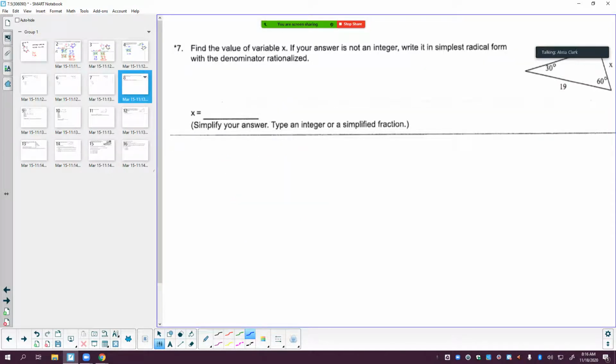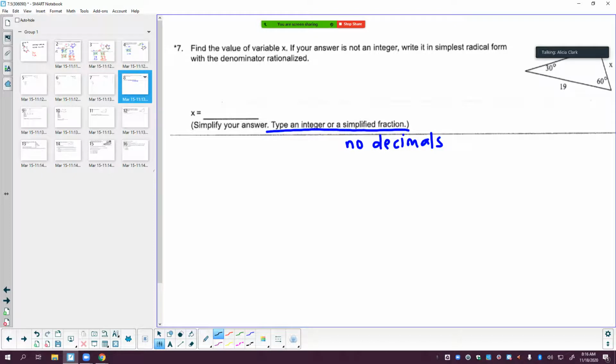So it's find the value of the variable x. If your answer is not an integer, write it in the simplest radical form with the denominator rationalized. So type an integer or a simplified fraction. That means no decimals. That's important here. Make sure that you follow the directions.